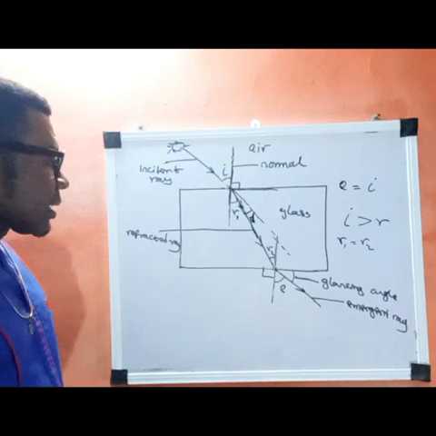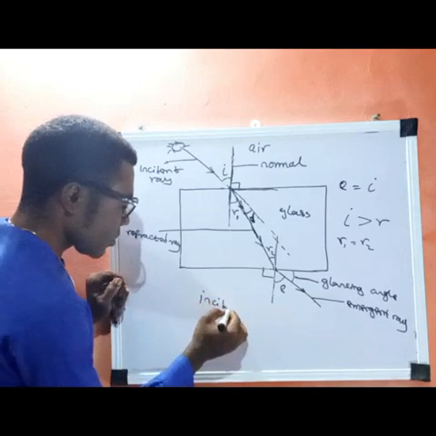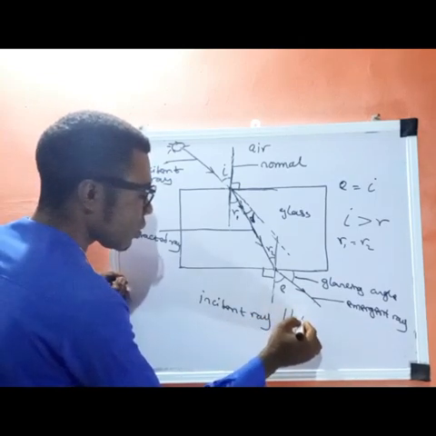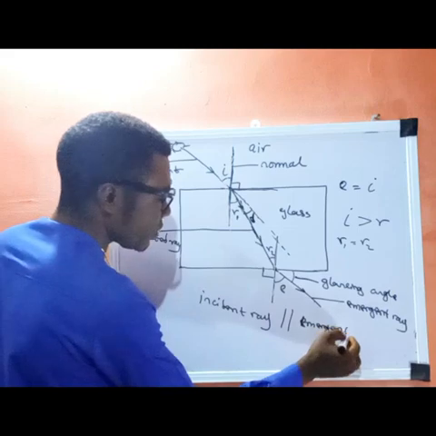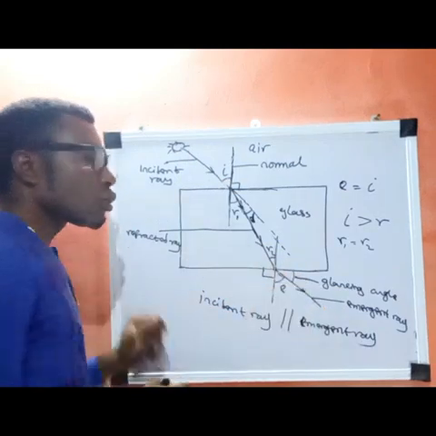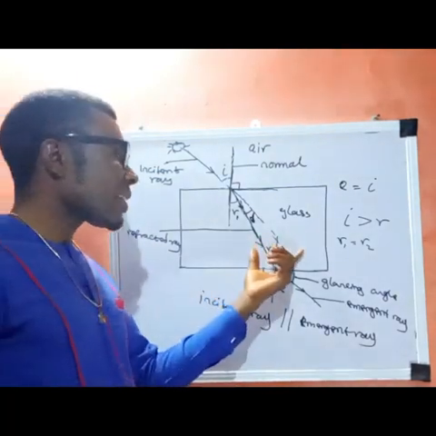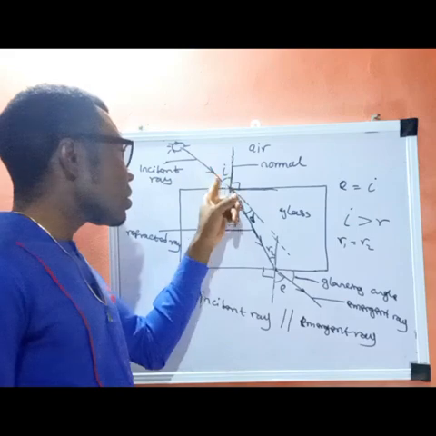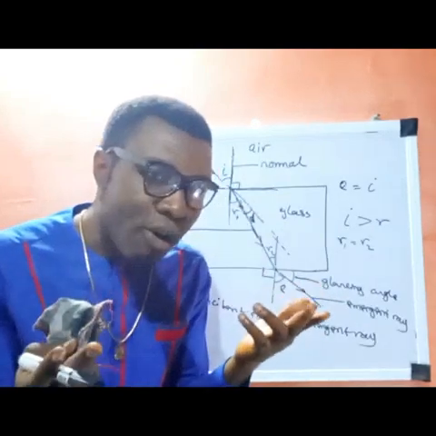Another thing we ought to know is that the incident ray is parallel to the emergent ray. That means this ray should be parallel to this ray. So if you are performing an experiment using a rectangular glass prism, you should know that whatever the incident ray is, it should be parallel to the emergent ray. That will give you a guide on what you are meant to do.